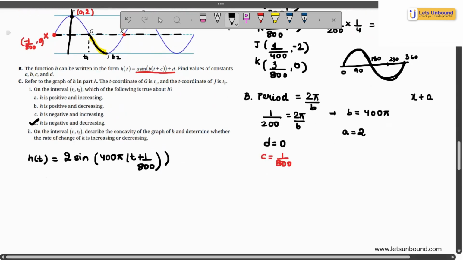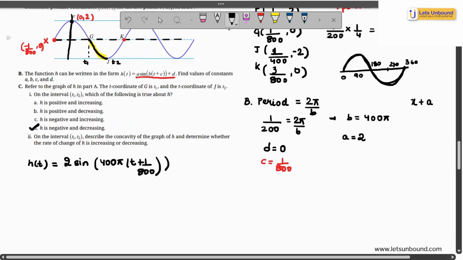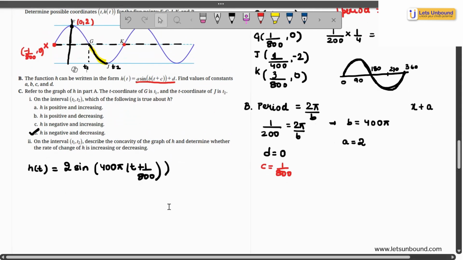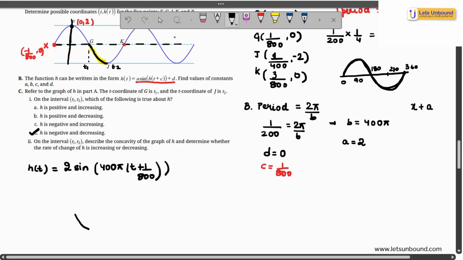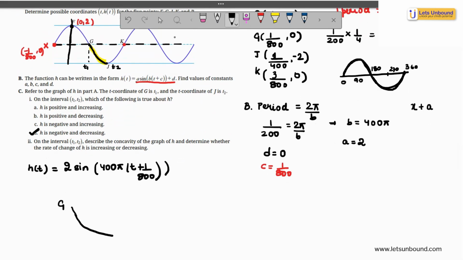Let's understand the second part now. It says on the same interval t1 to t2, describe the concavity of the graph and determine whether the rate of change is increasing or decreasing. Now, if you look at the interval from G to J, the sinusoidal curve is looking something like this. So can we say from the point G to the point J, the graph is concave up? Because it looks like concave up here.